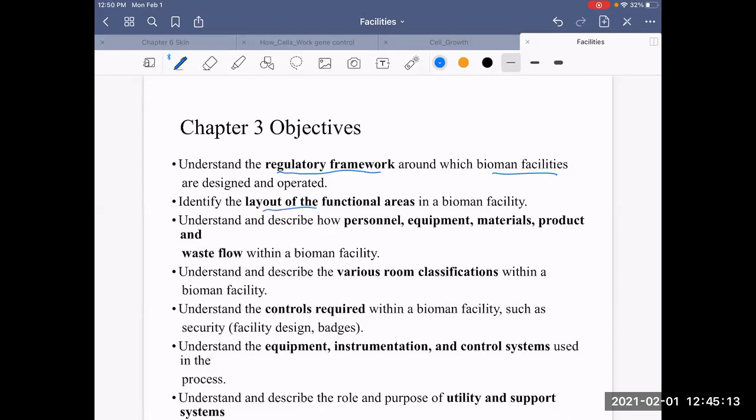Okay, so we'll talk about all the different parts. We'll talk about how things flow through the facility, the room classifications, basic controls, and a little tiny bit about the instrumentation and control systems. Okay, and I hardly talk about the utility part either. So one big thing to remember is most of these places, they have lots of engineers that work there. There are biologists that work there, but it's pretty intense how the facility actually has to work. So there are lots of bioprocessing engineers that do that job.